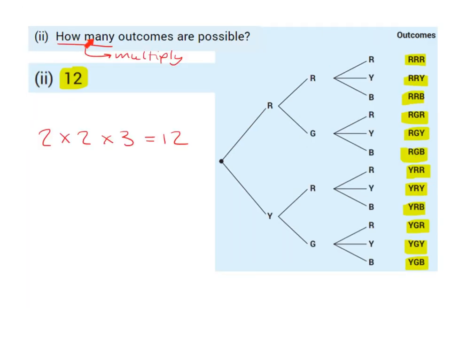Part 2 says, how many outcomes are possible? So we can just count them. 1, 2, 3, 4, 5, 6, 7, 8, 9, 10, 11, 12 possible outcomes in total. Or we could have said, well, we had 2 possible outcomes for bag A, so that was red or yellow. And we had 2 possible outcomes for bag B, so that was red or green. And we had 3 possible outcomes for bag C, that was red, yellow, or blue. So 2 times 2 times 3 gives us 12 possible outcomes.